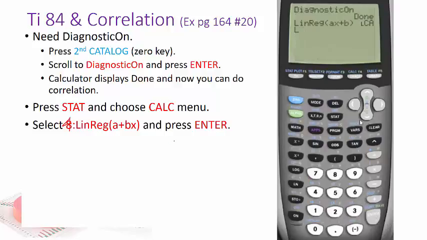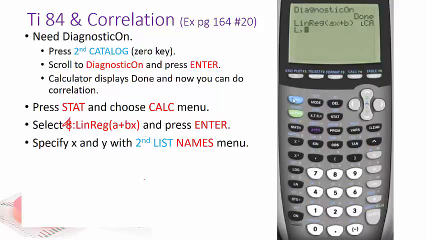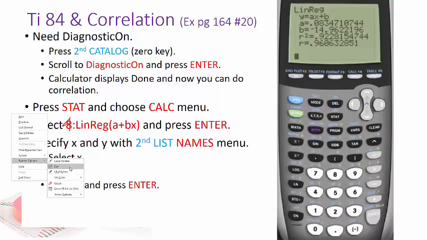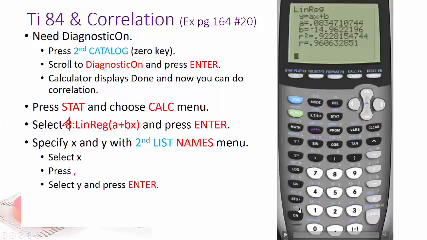All right, press enter. Specify the x and y with second list names. Make sure you put a comma in there. See how I'm using second list names to do that? And press enter. Okay, so I will play that again. So if I go and play that again, let me show you where we did that.